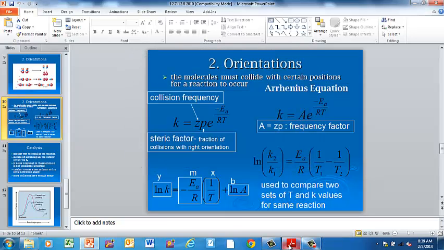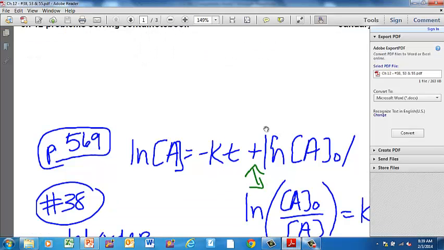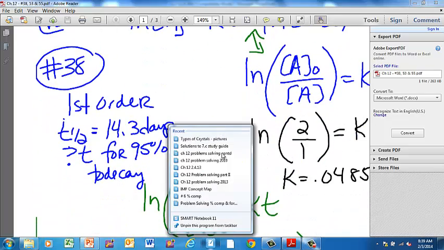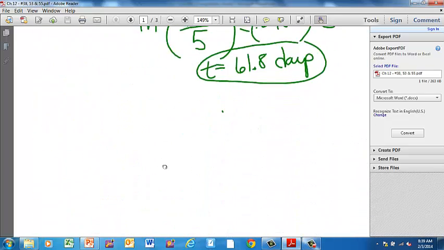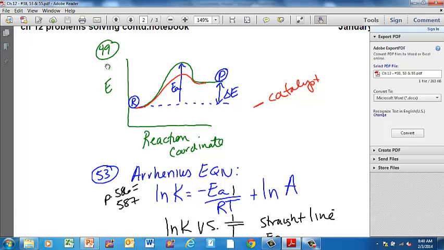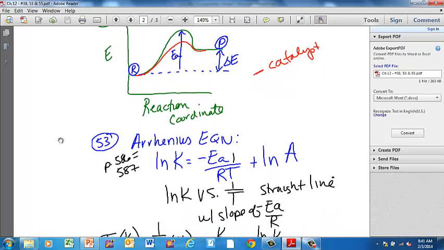Okay, let me show you the answers that are worked out, and then we can talk about that stuff. For 49, here you have just the generic form of the graph: your reactants, your products, delta E for energy. The only thing I wanted to point out is this red line right here shows a catalyst. A catalyst lowers the activation energy. Now, let's jump to 53 and 55.